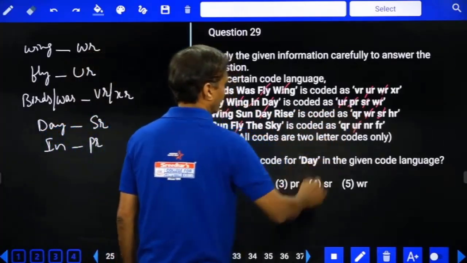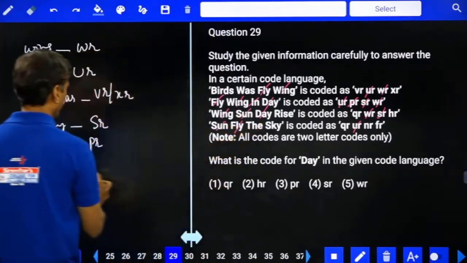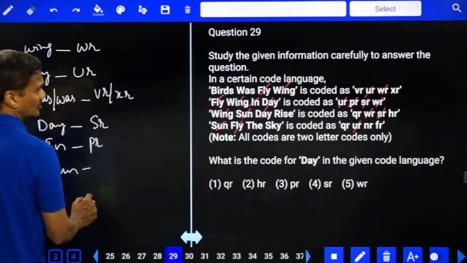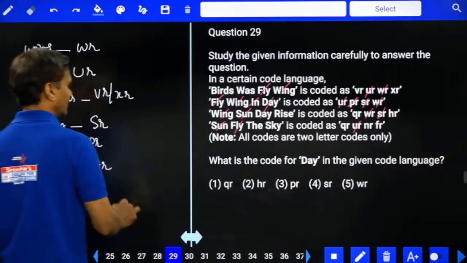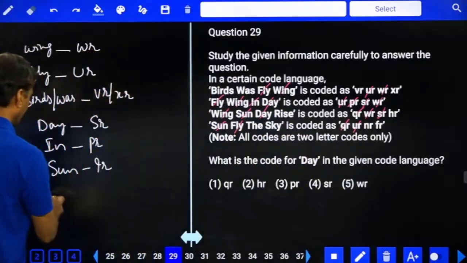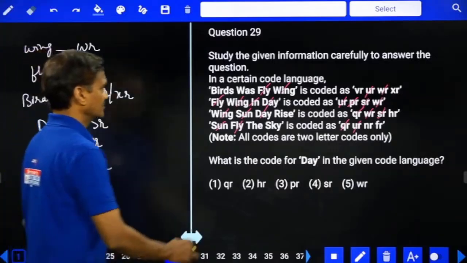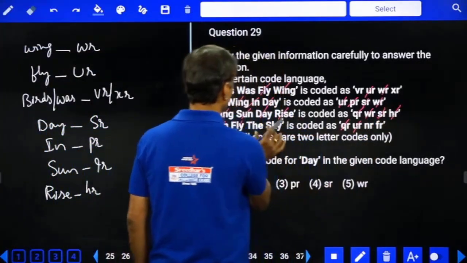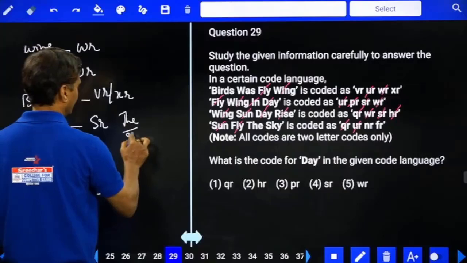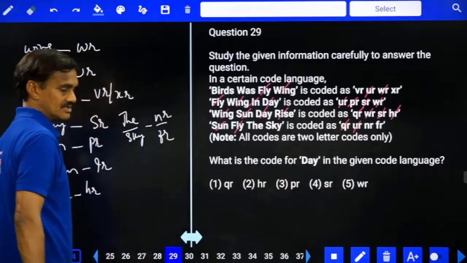Then next one, sun and rise. Sun is the word that is common here. As sun is the word that is common, the code that is common between these two is QR, HR, QR. Sun is QR. And finally, what is left over? Rise. And the code for rise is HR. The and sky are the 2 words that are left over, and the codes for these two, the and sky, can be NR, FR in any order. Now these are the words and their corresponding codes.